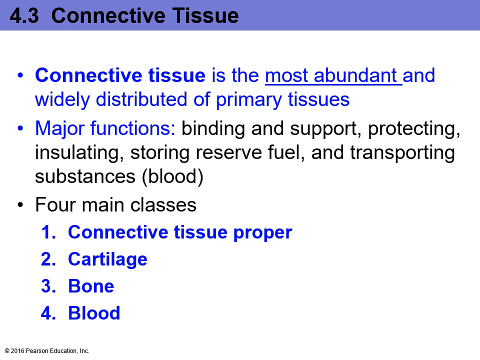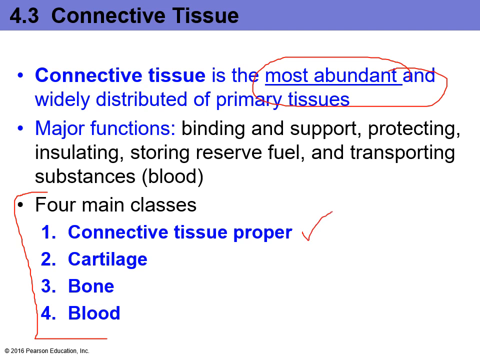Let's start with the most abundant tissue type that we have, which is connective tissue. Connective tissue has a wide variety of different examples. In fact, they're divided into four main classes, which we'll talk about: connective tissue proper, cartilage, bone, and blood. And you might recall in Part 1 that I mentioned to you that blood is the only liquid or fluid tissue type that we have in our body.